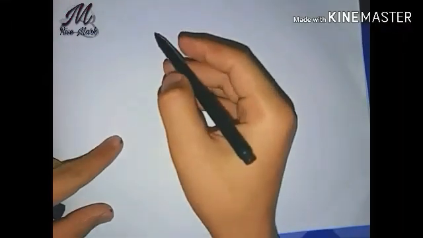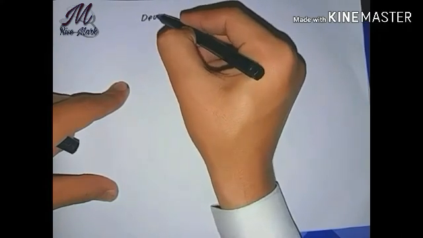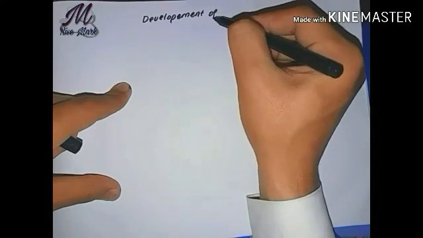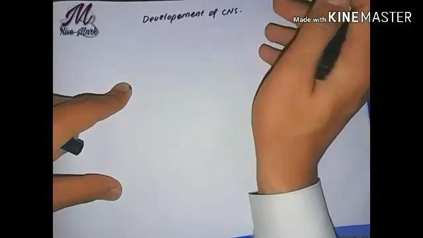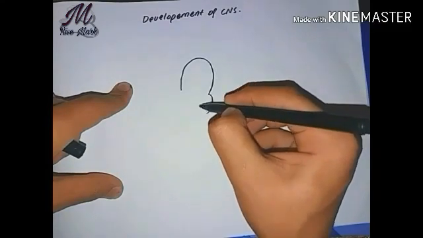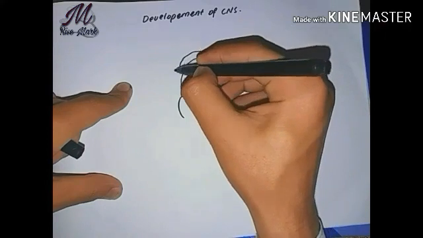Hello guys, today in this video lecture I'm going to talk about the development of the central nervous system. So the development of CNS. Let's suppose here is the uterus. You can see here, this is the uterus.